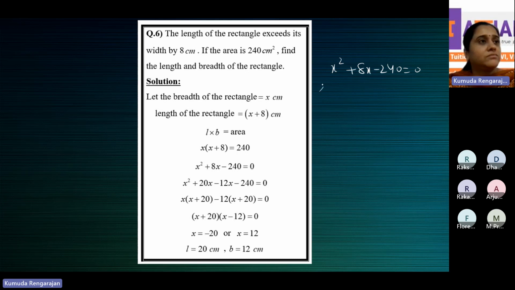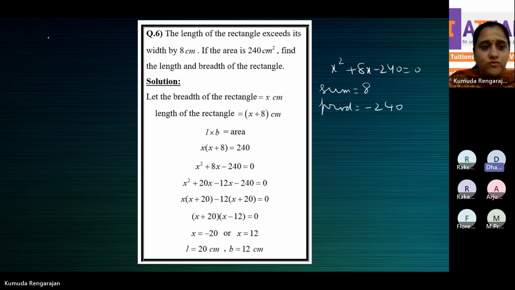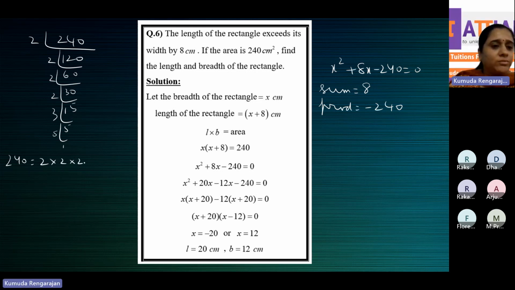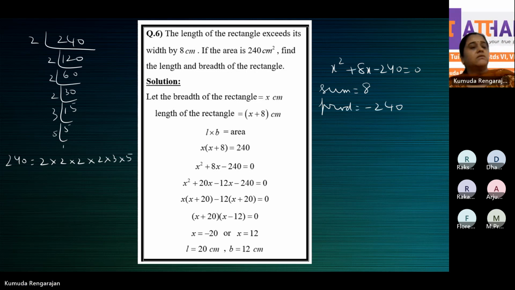What is the sum? Sum, ma'am, 8. Product, minus 240. Now for 240, you should use only prime numbers. You cannot use anything else. So what is 240 equal to? 2 into 2 into 2 into 2, 4 twos, and 1 three and 1 five.